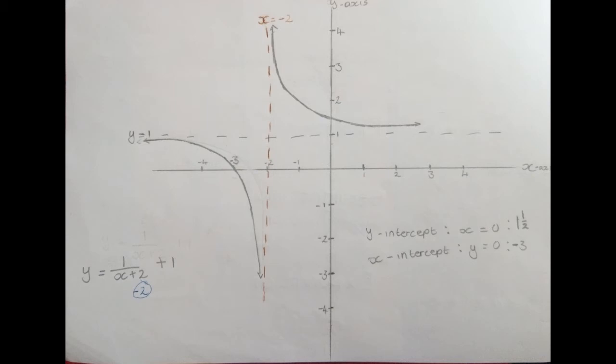And this change has also changed our x-intercept. Our x-intercept now is at -3. To get the x-intercept, we equate y equal to 0, and to get the y-intercept, we equate x equal to 0. It looks more complicated, but with time and more practice, you'll get the hang of it.